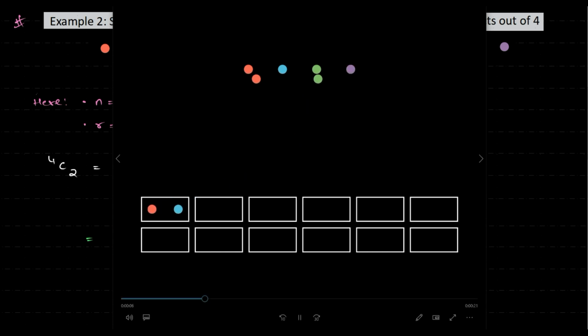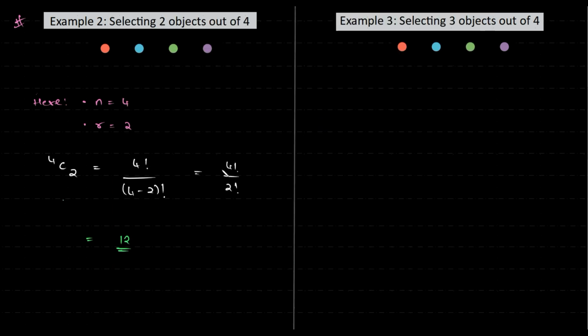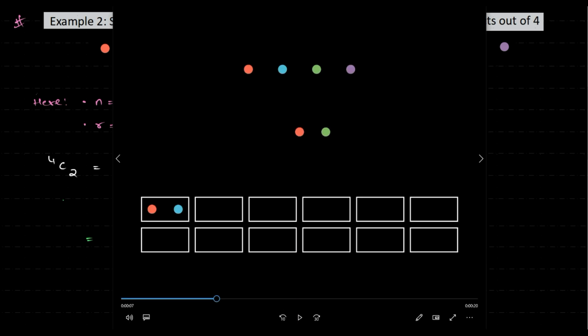Oh yeah, I missed out, sorry. I need to divide by, this is the permutation scenario. My bad. Along with this, I have to divide by 2 factorial. So this is 6.